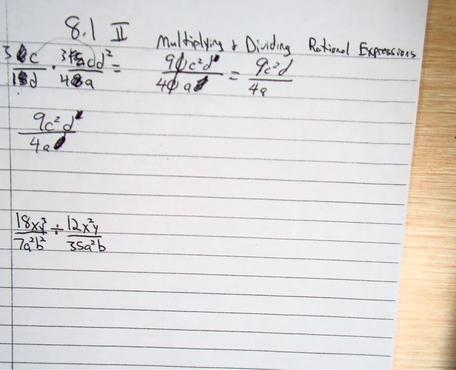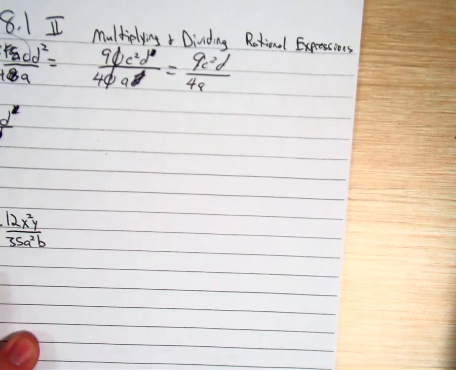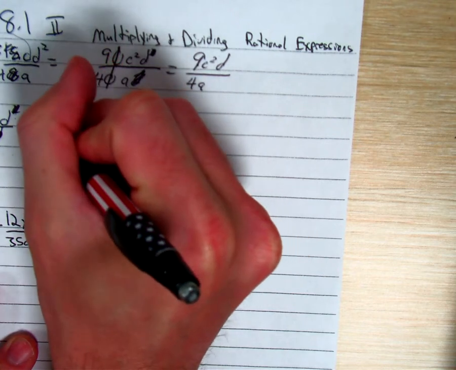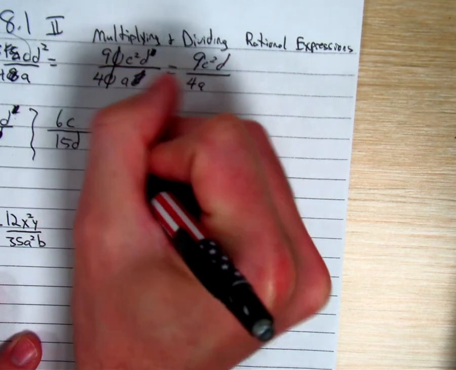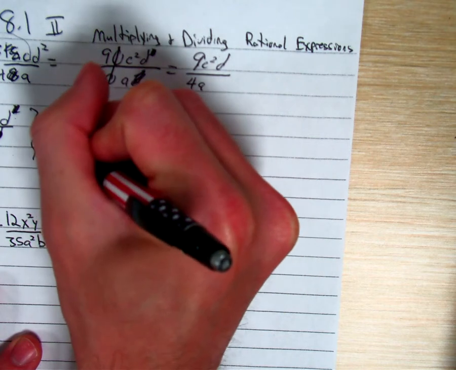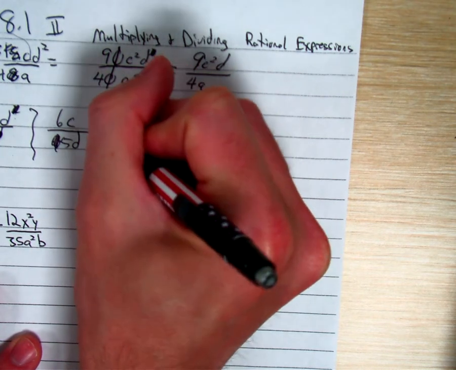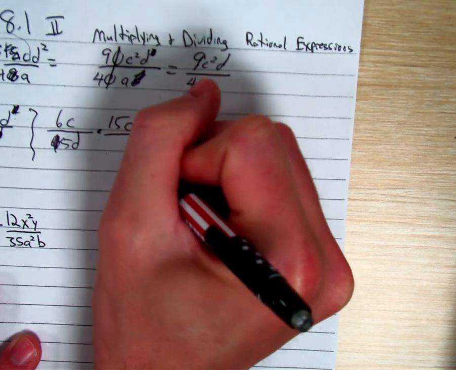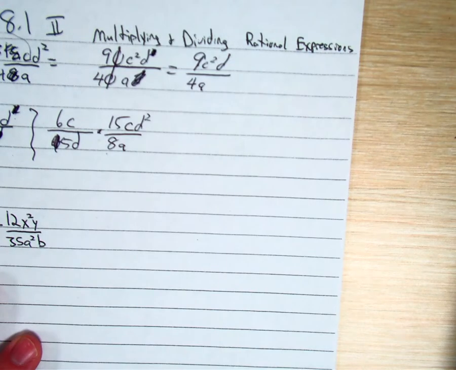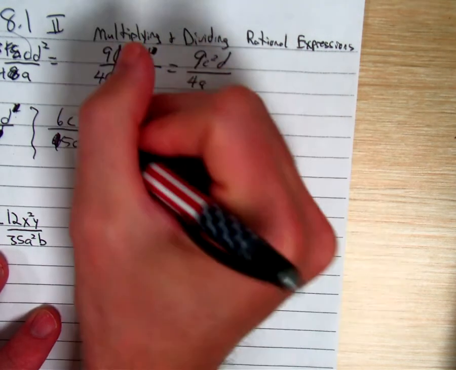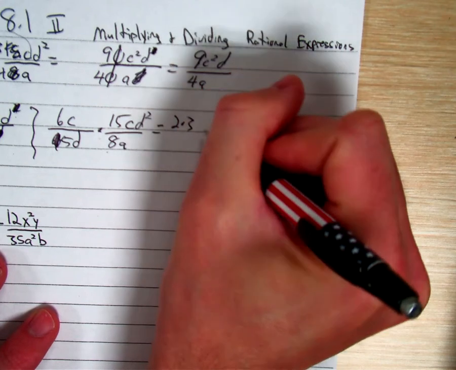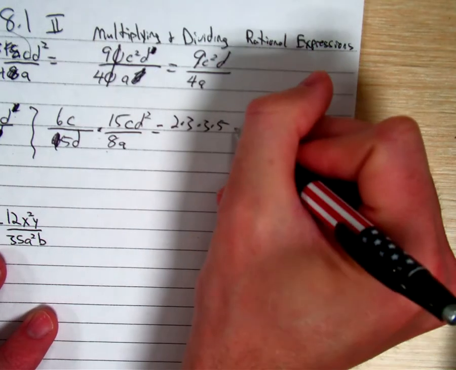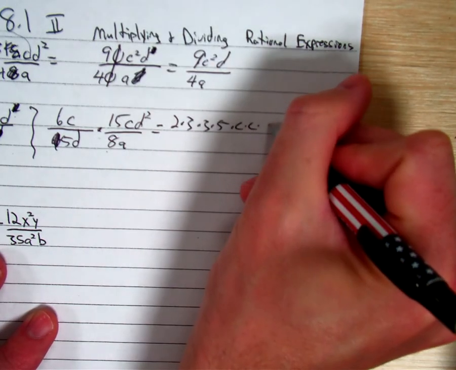And the longer way, which the book seems to enjoy, let's get our original problem again. 6C over 15D, times 15CD squared over 5D, I mean over 8A. What the book's going to do is they're going to factor out everything. So they're going to have a 2 times a 3. And then the 15 is a 3 times a 5. C, D squared is D times D.